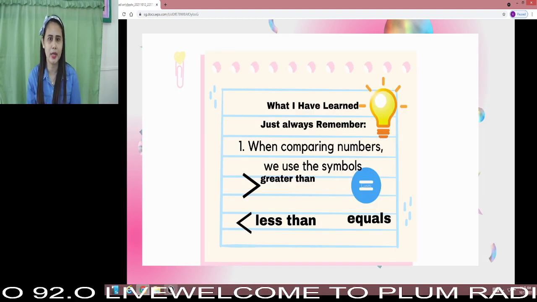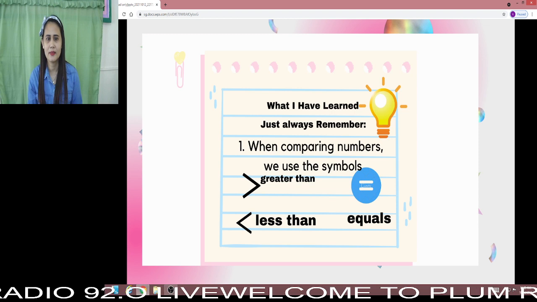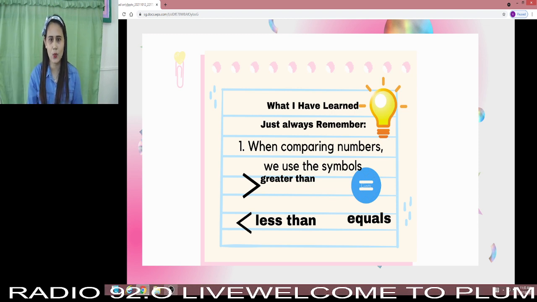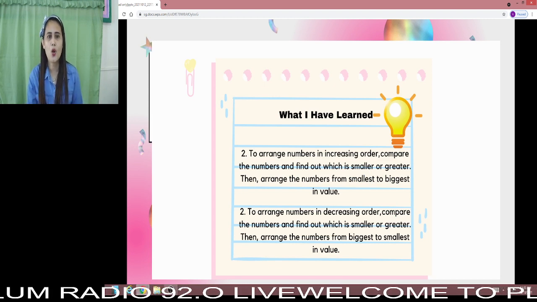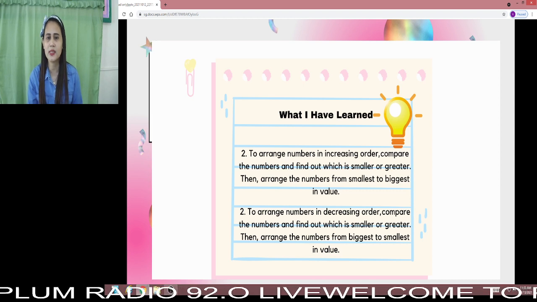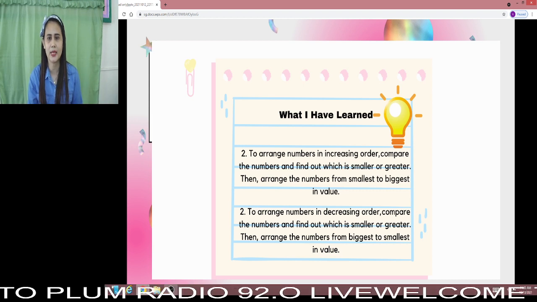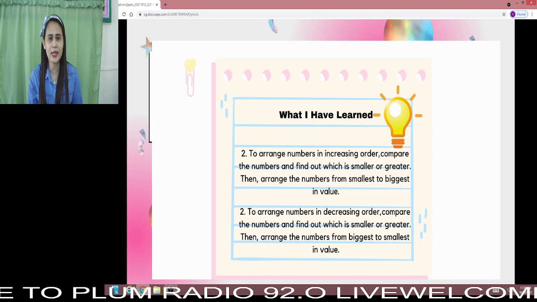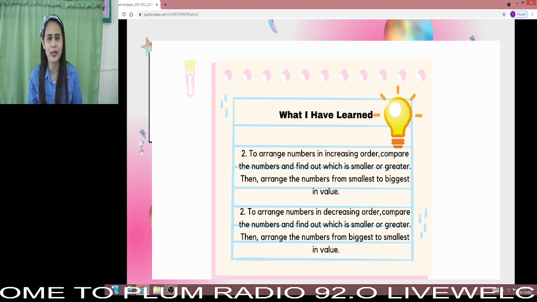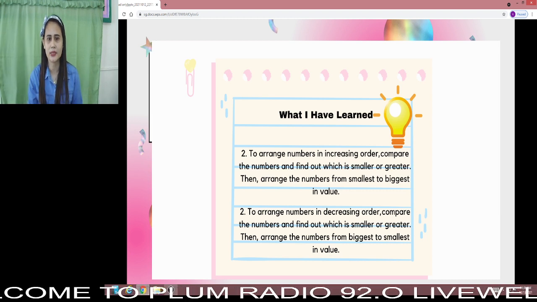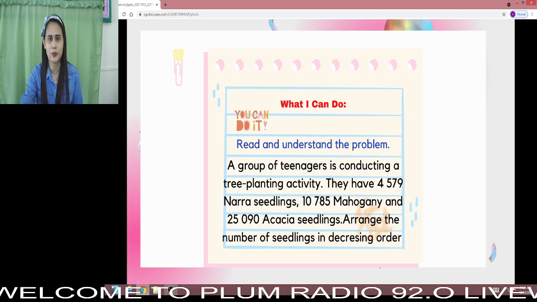Just always remember, when comparing numbers, we use the symbols greater than, less than, and equals. To arrange numbers in increasing order, compare the numbers and find out which is smaller or greater. Then, arrange the numbers from smallest to biggest in value. And number 3, to arrange numbers in decreasing order, compare the numbers and find out which is smaller or greater. Then, arrange the numbers from biggest to smallest in value.